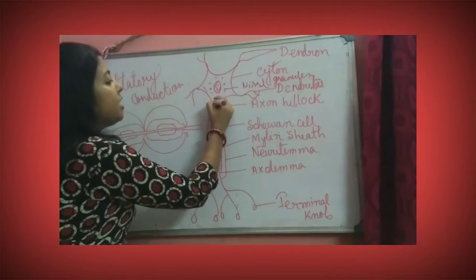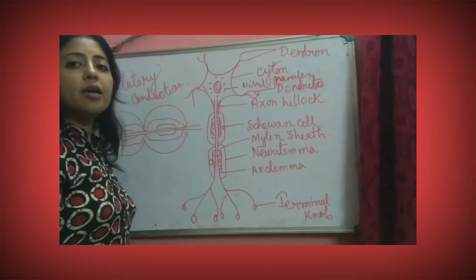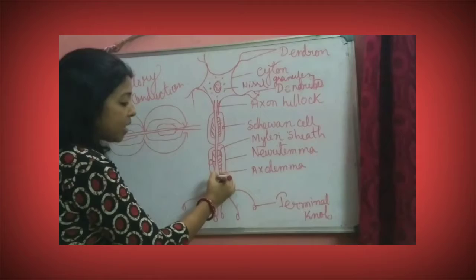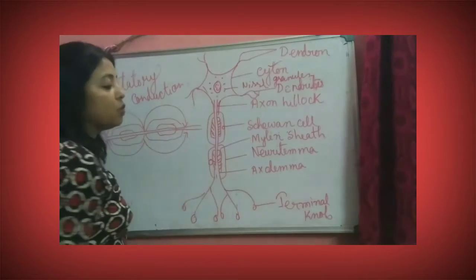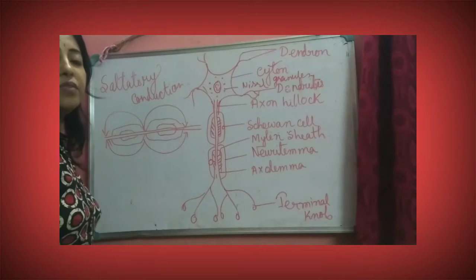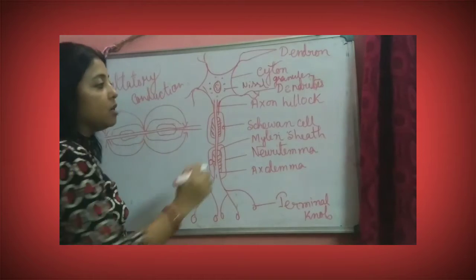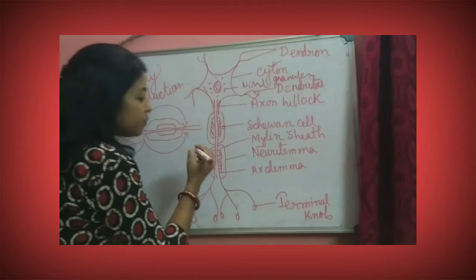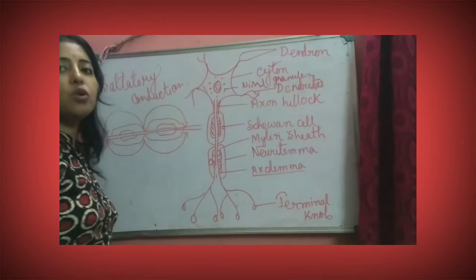Clear? After that, here another portion is present that is known as axon hillock. That means from here axon is originating. And in this axon part, there is one basic difference between this axon and this dendron. What is that? Dendron is the short process and axon is the long process of this neuron. In case of dendron there is no covering, but in axon there are different types of coverings present. The first one, which is present just outside the axon, is known as axolemma.